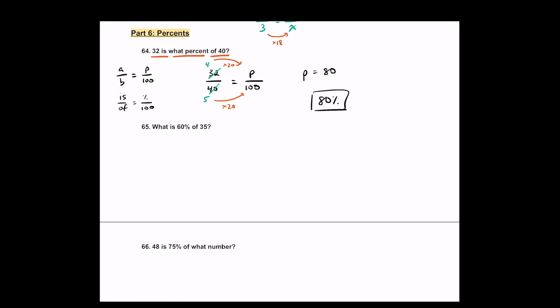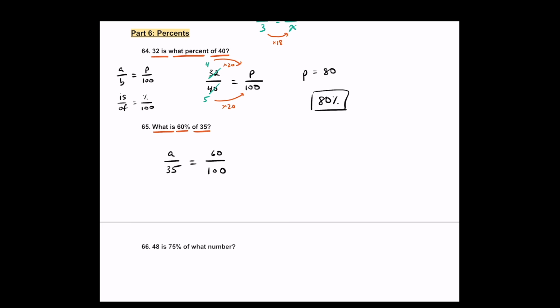Okay. For this next one, it says what is. So we don't know what the is. That's the above number. So that's A. 100 is always here. It does tell us 60%, so that's always over 100. Percents are per 100. And then it says of 35, so the of goes on bottom. And so that's what we're starting off with here.